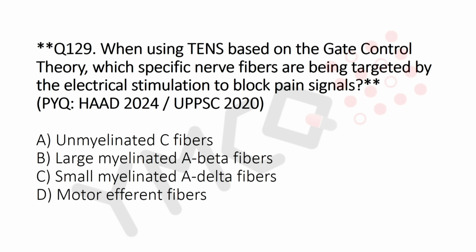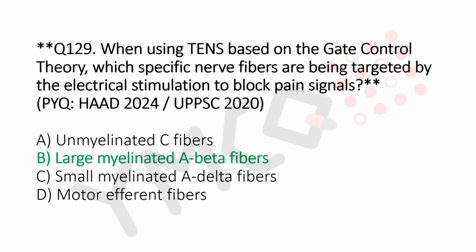When using TENS based on the gate control theory, which specific nerve fibers are being targeted by electrical stimulation to block pain signals? Option A, unmyelinated C fiber. Option B, large myelinated A beta fiber. Option C, small myelinated A delta fiber. Option D, motor efferent fibers. And the answer is option B, large myelinated A beta fiber.